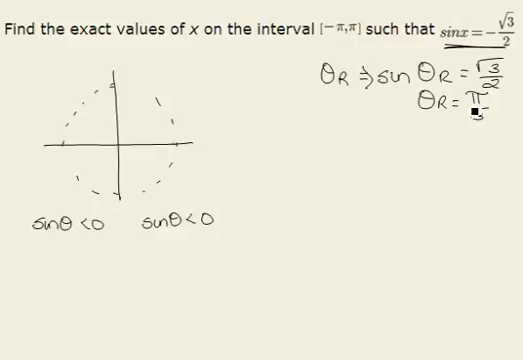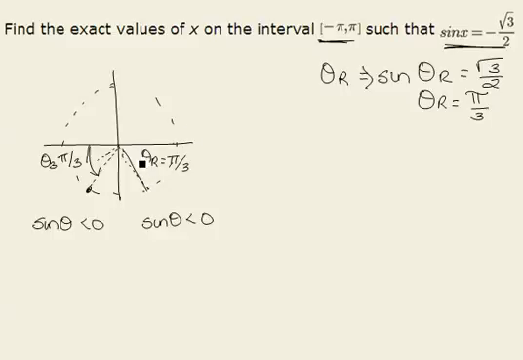pi over 3. Therefore, we are looking for an angle that has a reference angle of pi over 3 in quadrant 3 and quadrant 4. Because we were restricting our interval from negative pi to positive pi, we are going to have to read both the angles in a negative direction.